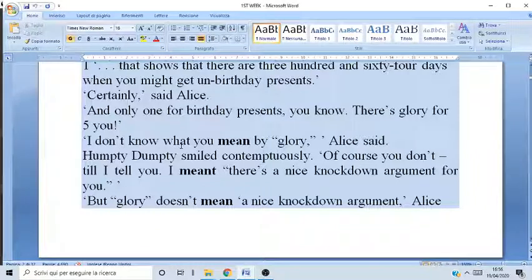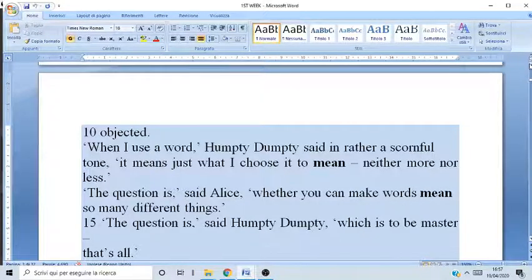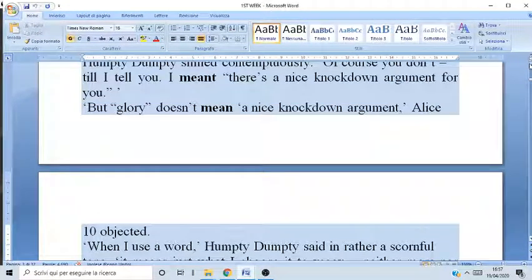I don't know what you mean by glory, Alice said. So obviously, the subject here is you. And what is the subject of the verb mean in line number 9? But glory doesn't mean a nice knockdown argument.